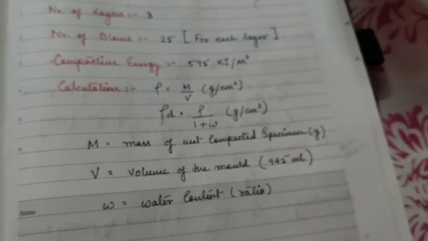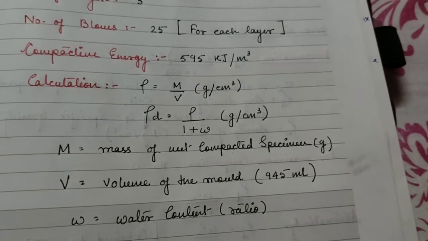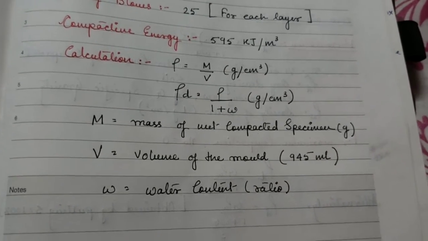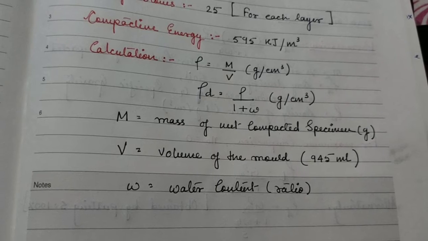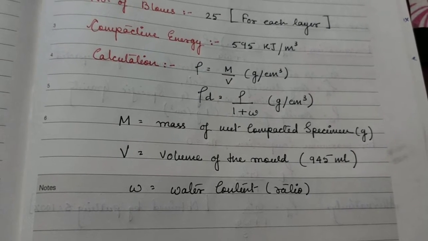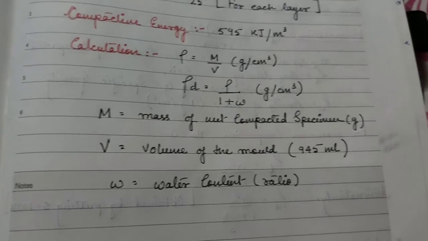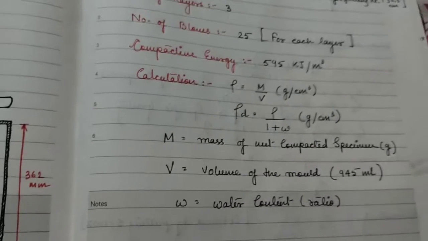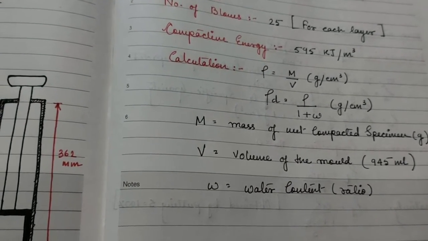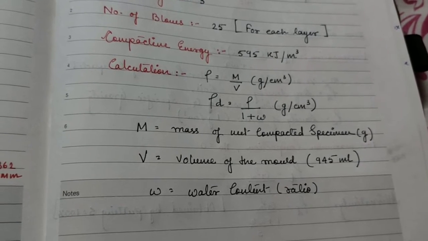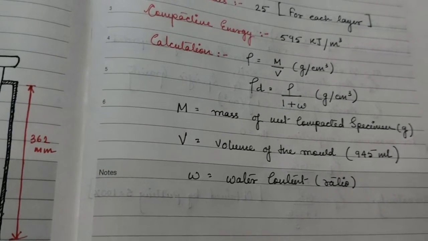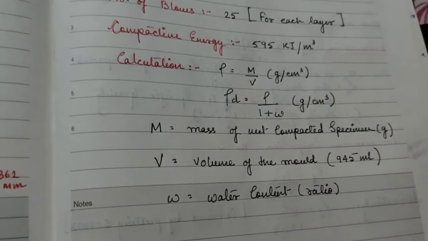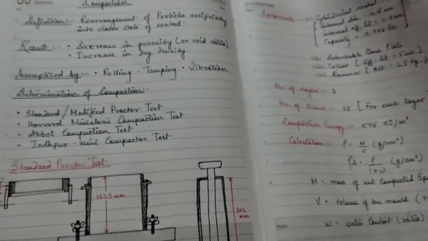Then what happens consecutively? The compacted soil is taken out of the mold, then it is broken up by hand and remixed with water content increased by approximately 2 to 4%. After allowing for the maturing time, the soil is compacted in the mold in 3 equal layers, and the corresponding dry density and water content are determined. The test is repeated on soil samples with increasing water content, and the corresponding dry density is obtained. And this relationship between water content and dry density can be established from a curve.